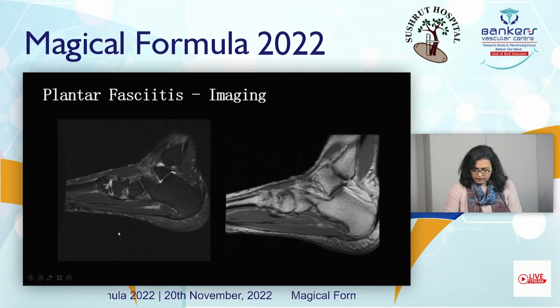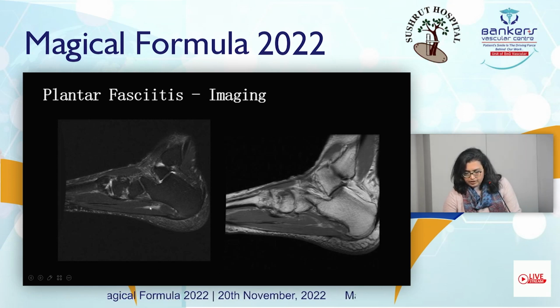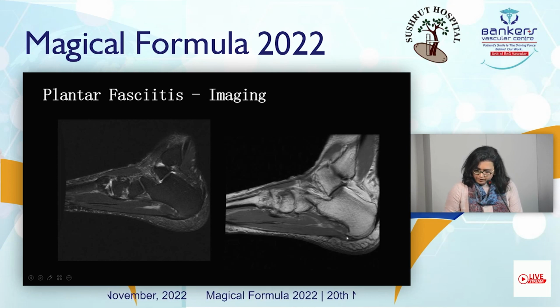On an MR, the typical appearance is thickening of the plantar fascia, and this bright area is the edematous changes, and this is the edematous changes at its attachment in the calcaneum. The T2 weighted images are good to identify these, whereas on the T1 weighted images, you can appreciate the spur better, inferior calcaneal spur at the site of attachment of plantar fascia.